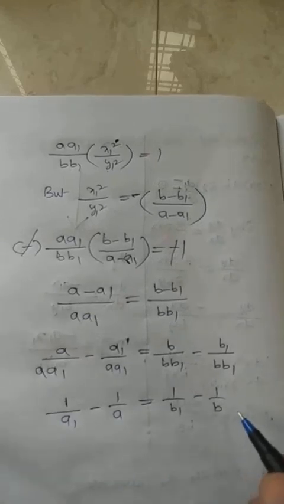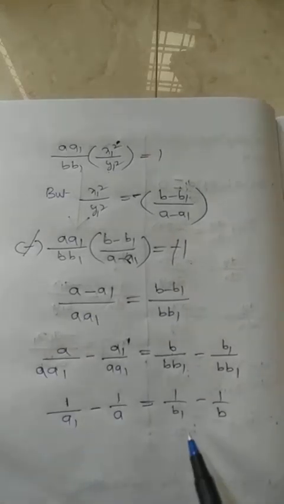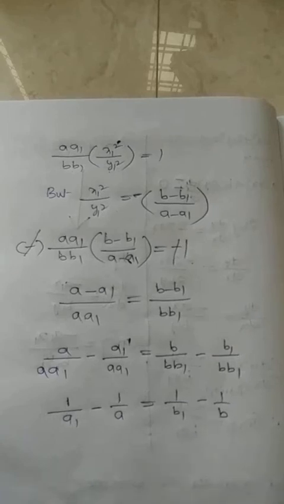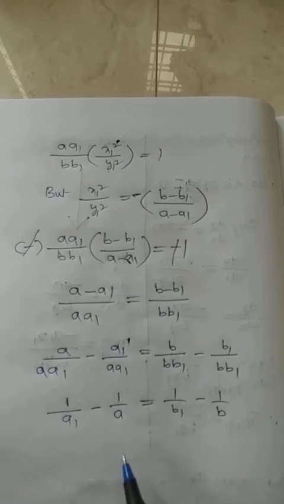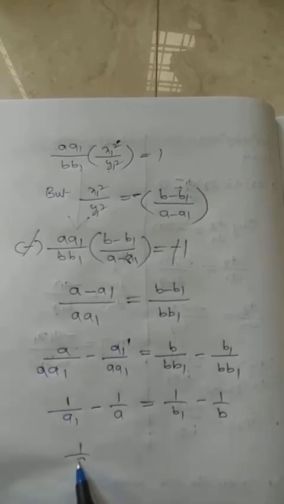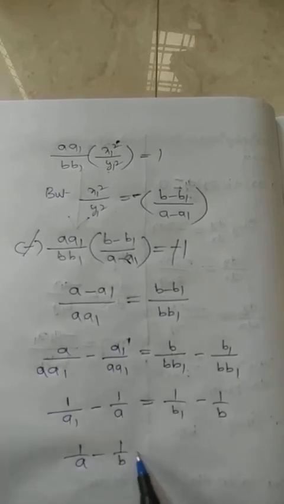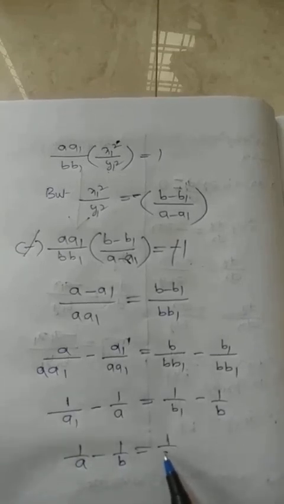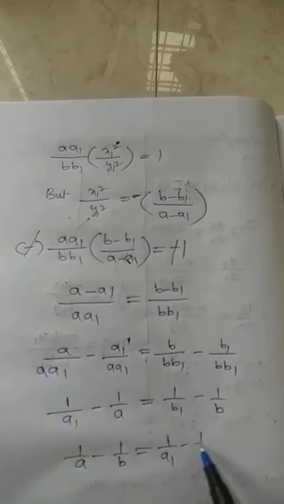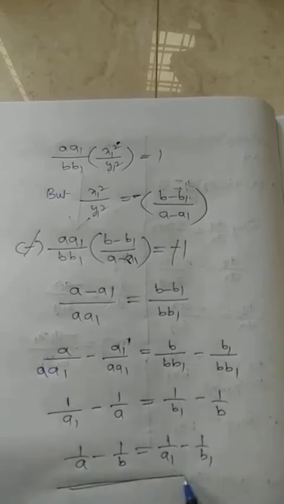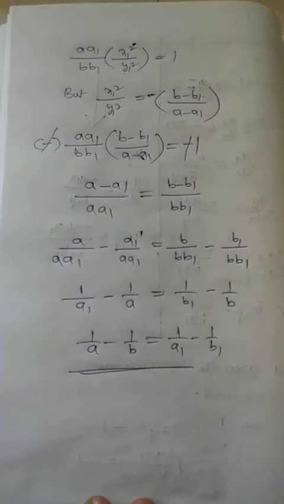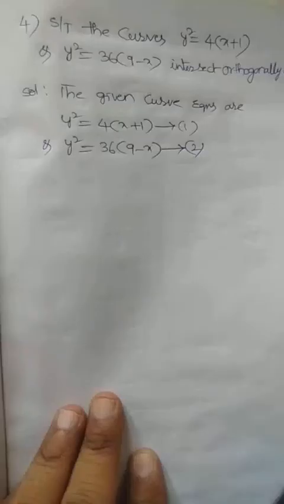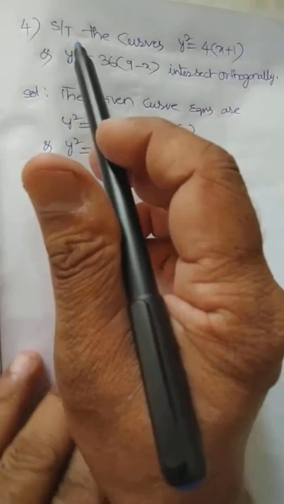Now taking 1 by a to this side and 1 by b to this side, I could get 1 by a minus 1 by b is equal to 1 by a1 minus 1 by b1, which is our required condition whenever the given curves are orthogonal to each other. We proved the required condition. Now observe problem number 4.